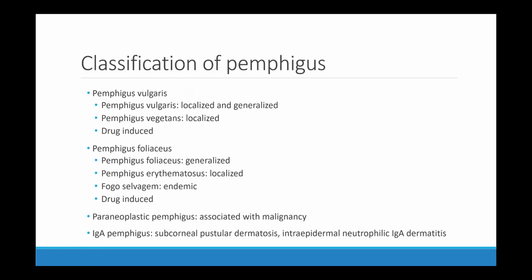As you can see here, pemphigus refers to a group of disorders, and pemphigus vulgaris can be both localized and generalized, but there are also other forms of pemphigus, such as pemphigus vegetans, drug-induced pemphigus vulgaris, pemphigus foliaceus, which also includes pemphigus erythematosus, pemphigus Brazilian, drug-induced pemphigus foliaceus, as well as paraneoplastic pemphigus and IgA pemphigus.